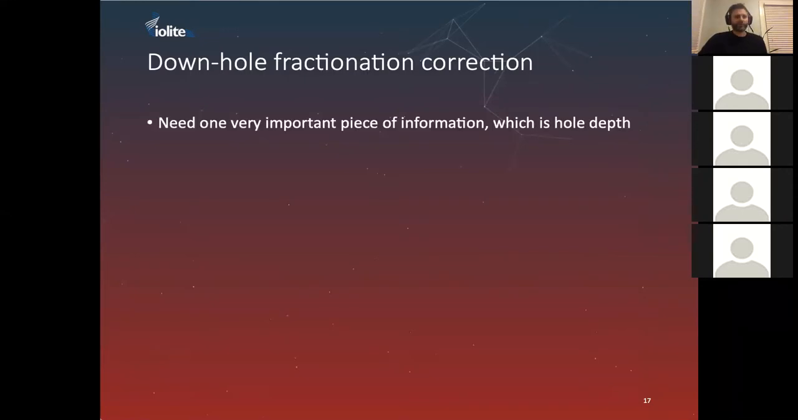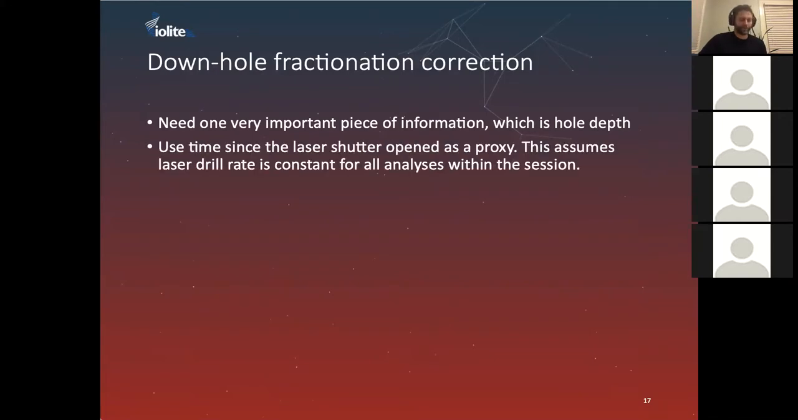So to do the downhole fractionation correction, we do need one important piece of information, which is the hole depth, but we don't actually ever measure the hole depth. So we have to use a proxy, and we use time as a proxy for hole depth. And to do this, we have to assume that the laser drill rate is constant for all analyses within a session. So for example, if we measure our standards for 30 seconds and our samples for 30 seconds, we assume that the pit depth is the same and that we can use time as a proxy for depth within that 30 seconds.